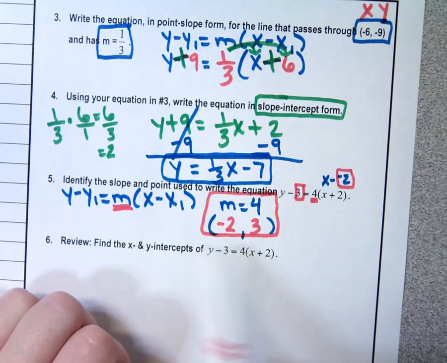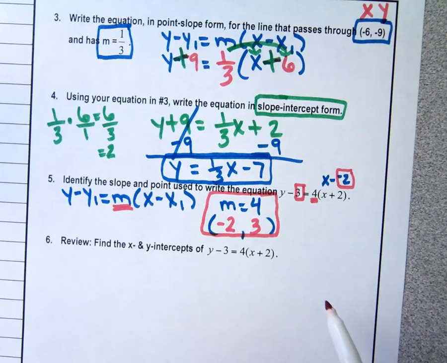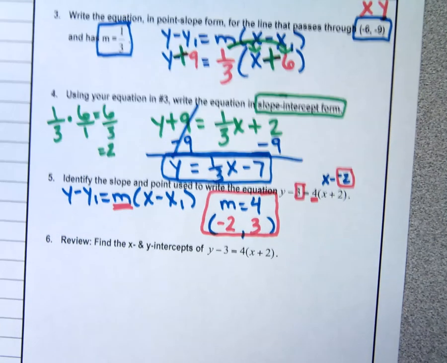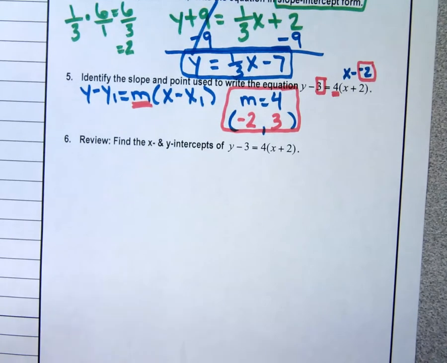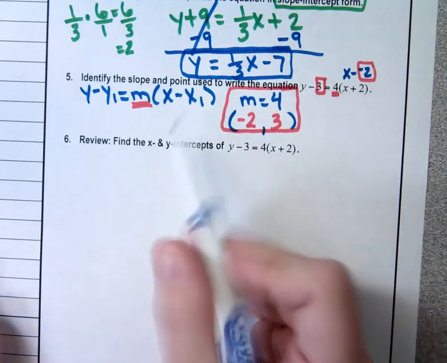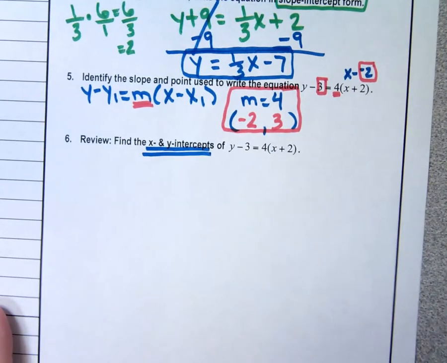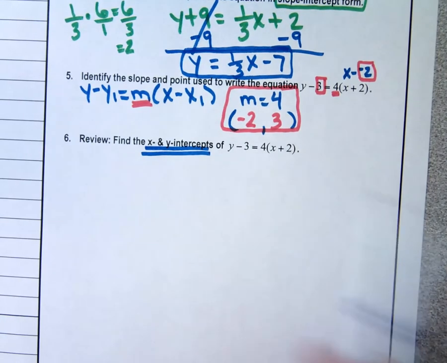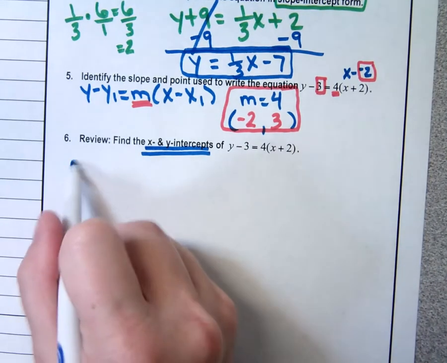Now I could graph this very easily, because I could plot my point and then I could rise and run with my slope to get my line. Okay, and then this next one says review. Find the x and y intercepts. Do you remember how we find x and y intercepts again when we have an equation? We plug in zeros.